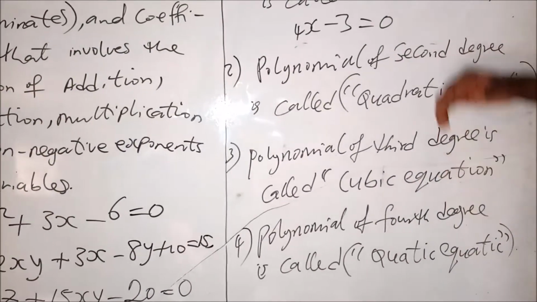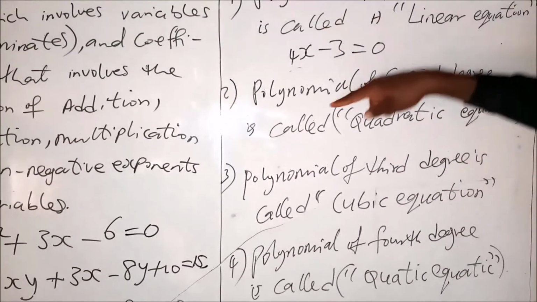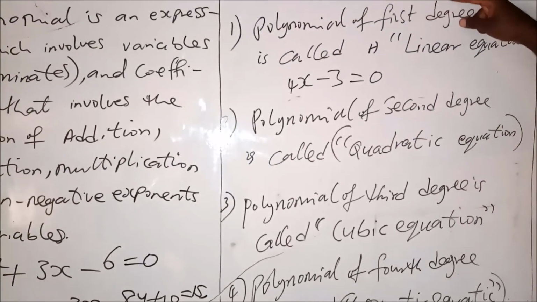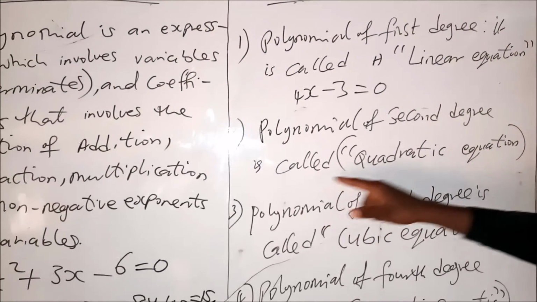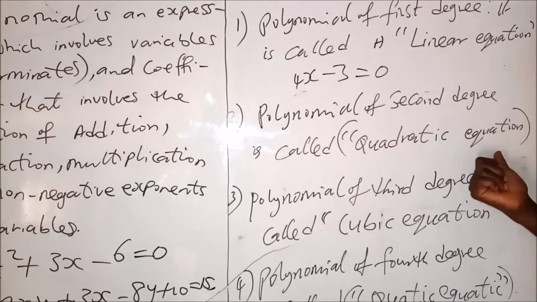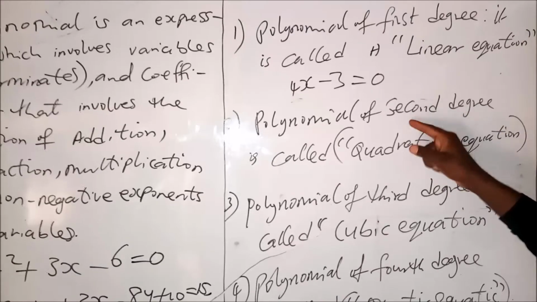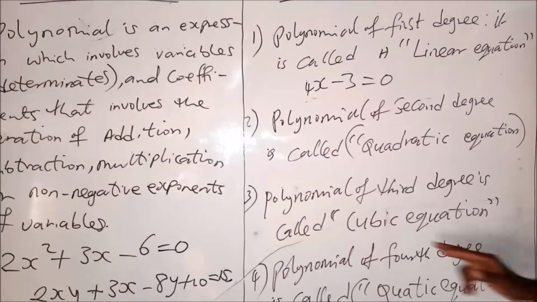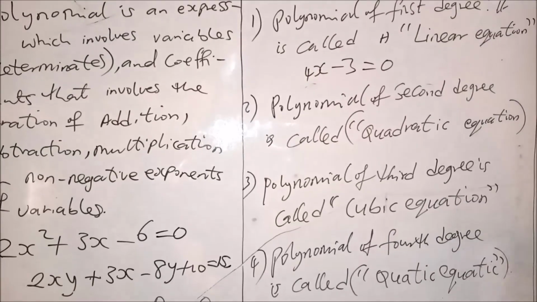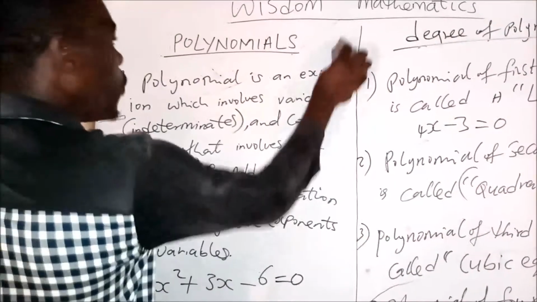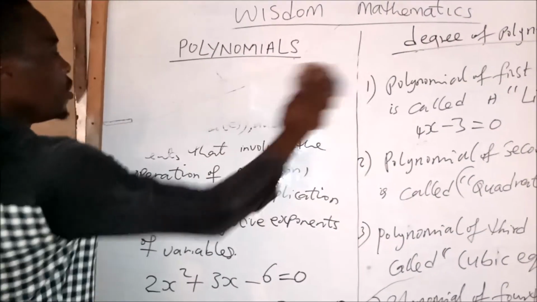Now, since we know that the highest power of unknown determines the degree of the polynomial, we should at the same time know the names assigned to them, so that whenever we hear quadratic equation, we know that it is a polynomial of second degree, and whenever we hear cubic equation, we should know that it is a polynomial of third degree.